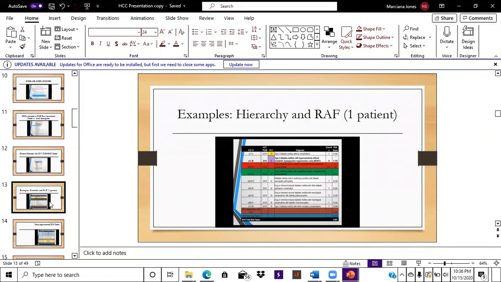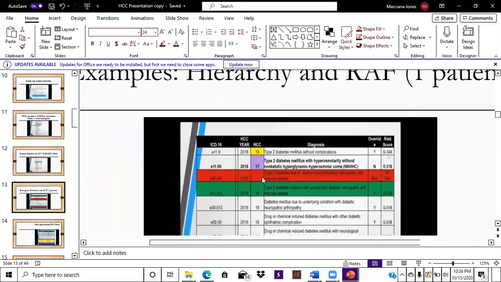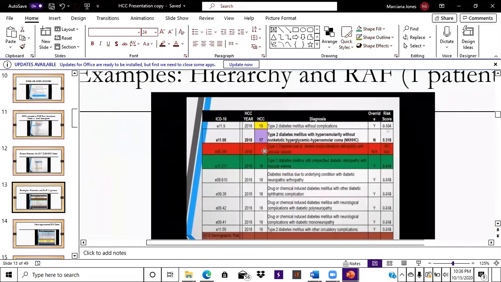So, examples of a hierarchy in RAF, or risk adjustment factors. I'll blow this up so you'll be able to see this. Here are examples. The first column, as you see, is the ICD-10 code. The second column is the year. The third column is the HCC category. The fourth column is the diagnosis description. The fifth column is whether it overrides or not. And the sixth column is the risk score.